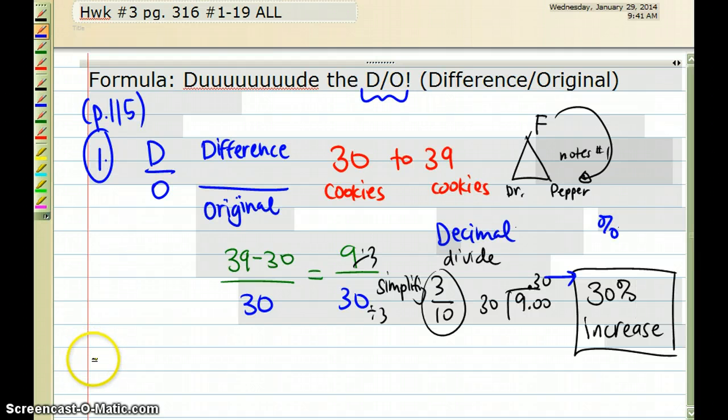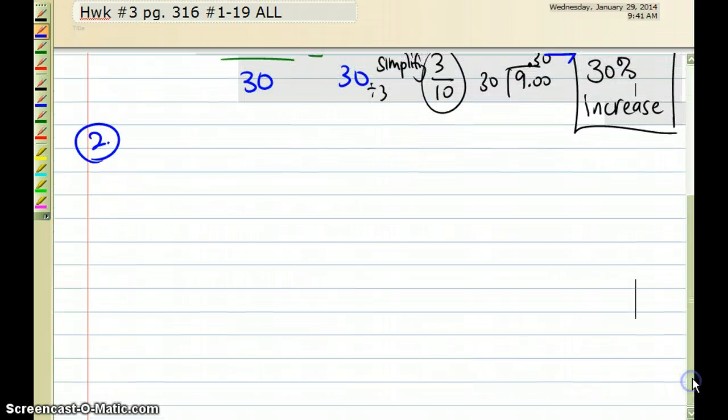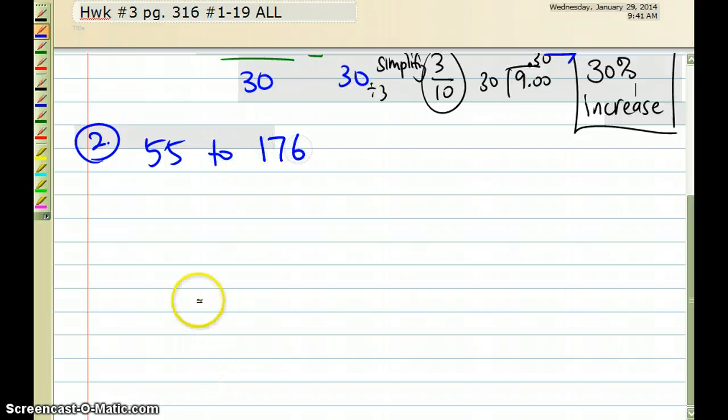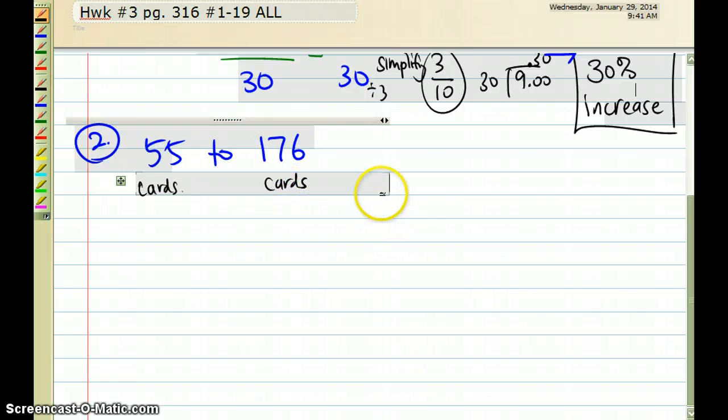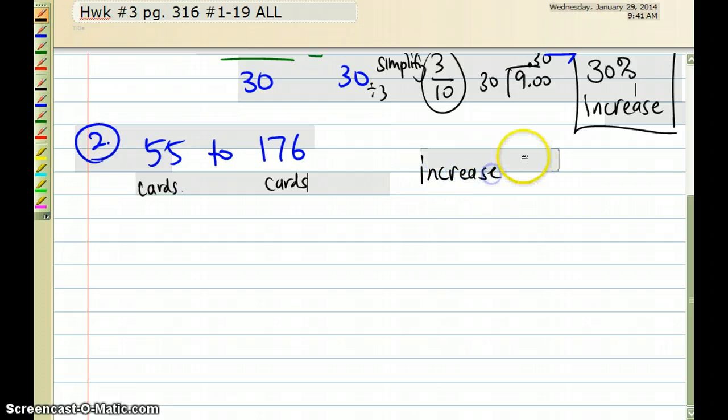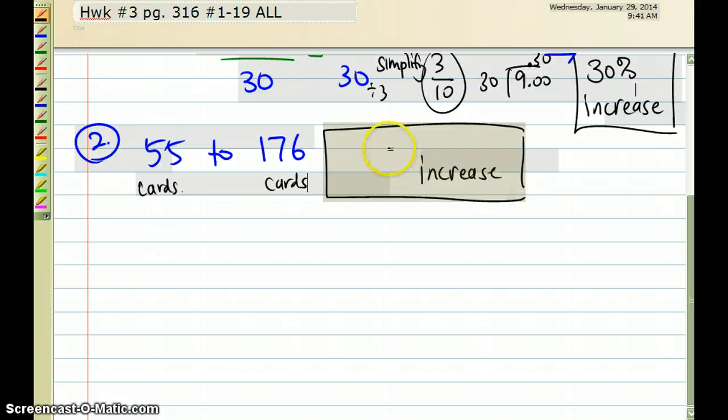Let's try number 2, since we're moving forward with that. And I start with, in this question, 55, and it's going to 176. So maybe, again, I had 55 cards, and then now I have 176 cards. So I clearly know that that's going to be an increase amount.